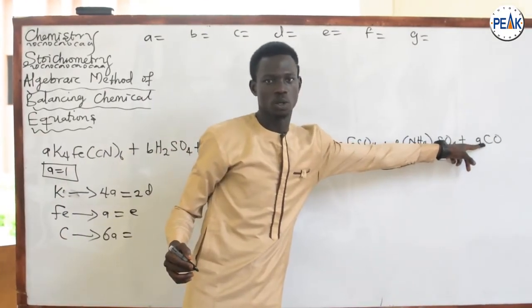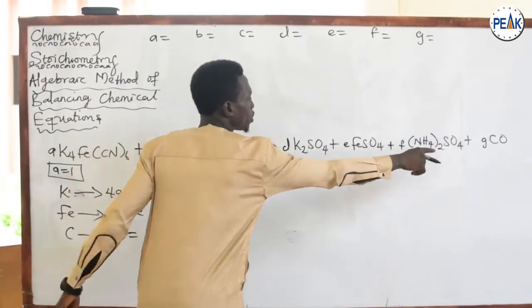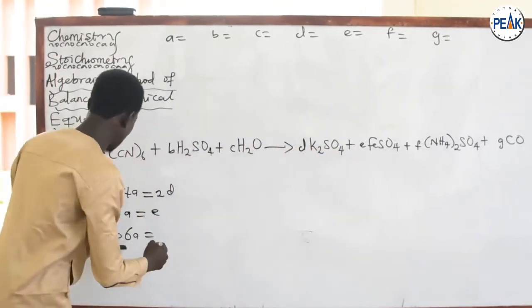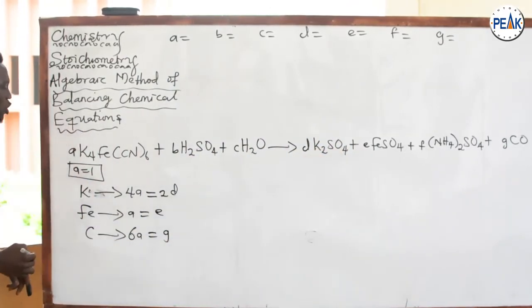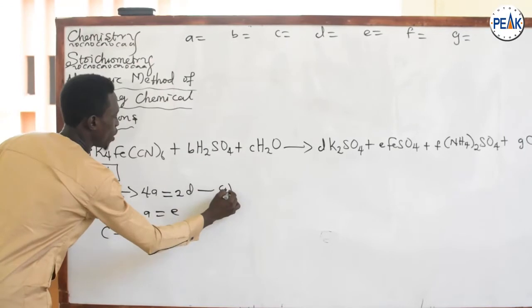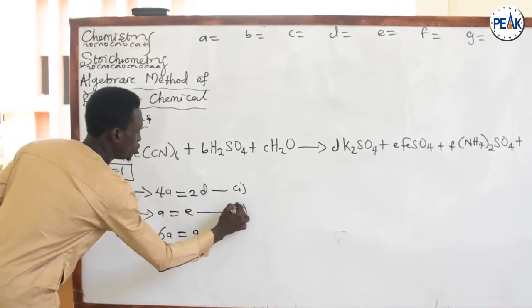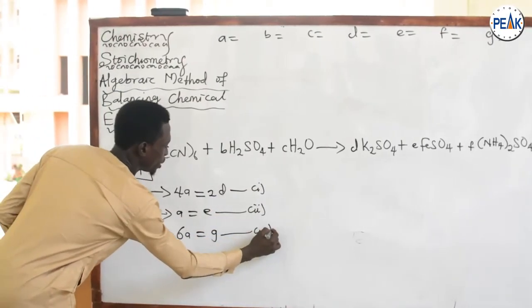CO. So which means what? For this equation to be balanced, the number of moles of CO here is G. Which means what? 6A must be equal to G. Let's call this equation 1, equation 2, and let's call this equation 3.